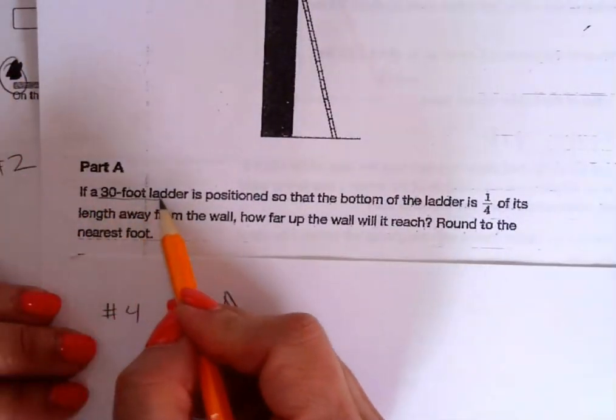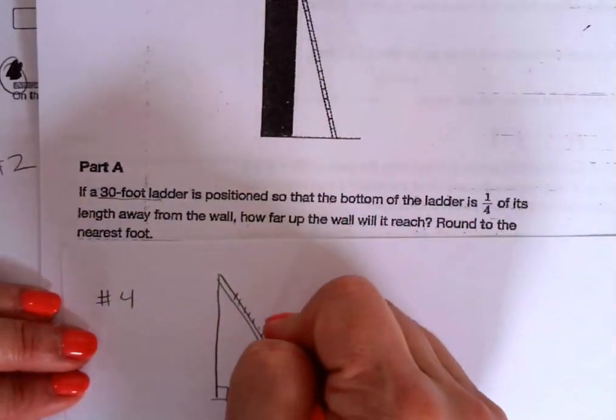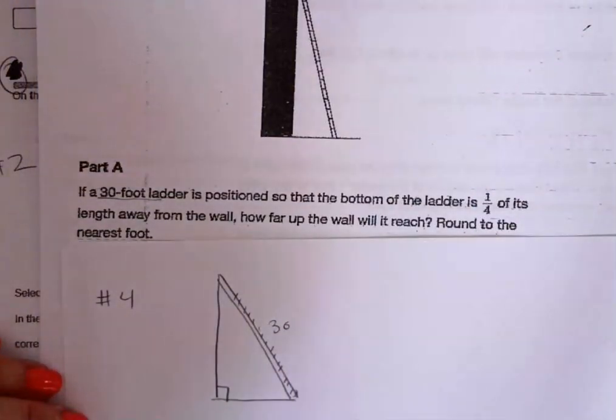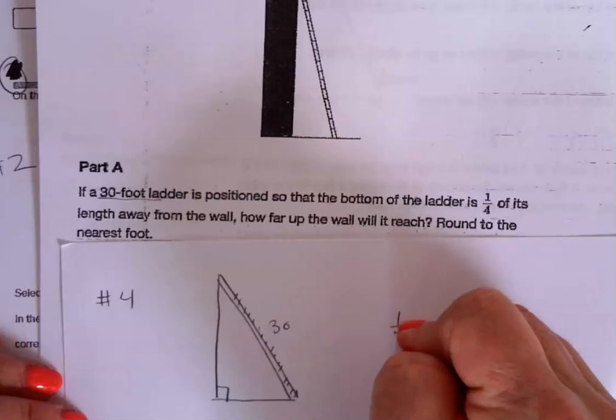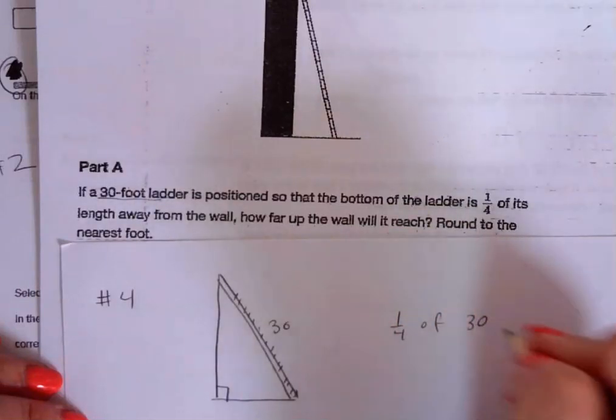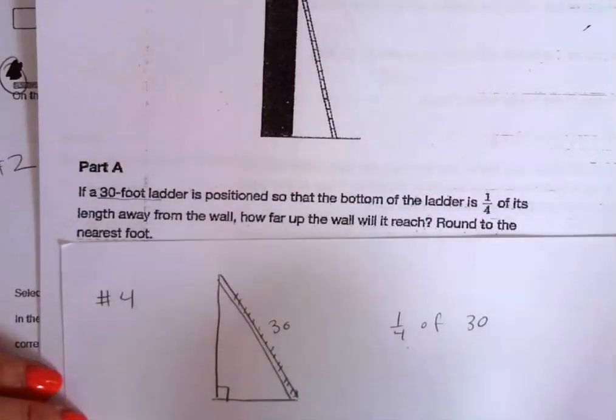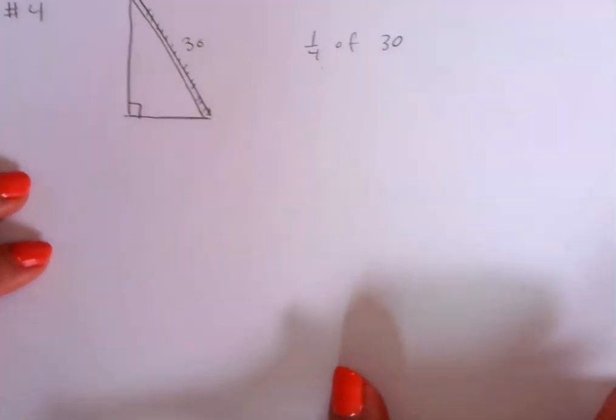It says a 30-foot ladder, so we're just going to go ahead and label this 30. And it says it is 1/4 of its length, 1/4 of 30 from the wall. So this distance is 1/4 of 30.